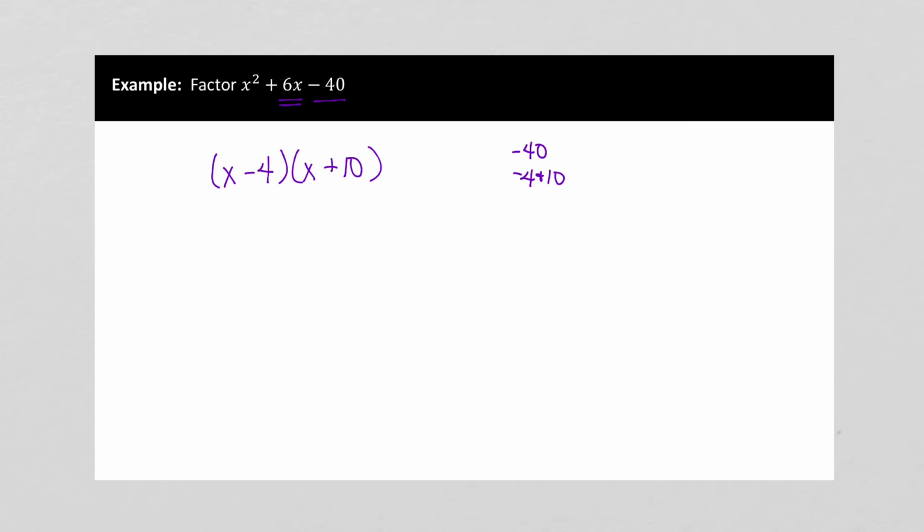What makes it more difficult is when there's a number in front of the x squared other than 1. So we'll look at that in a minute.